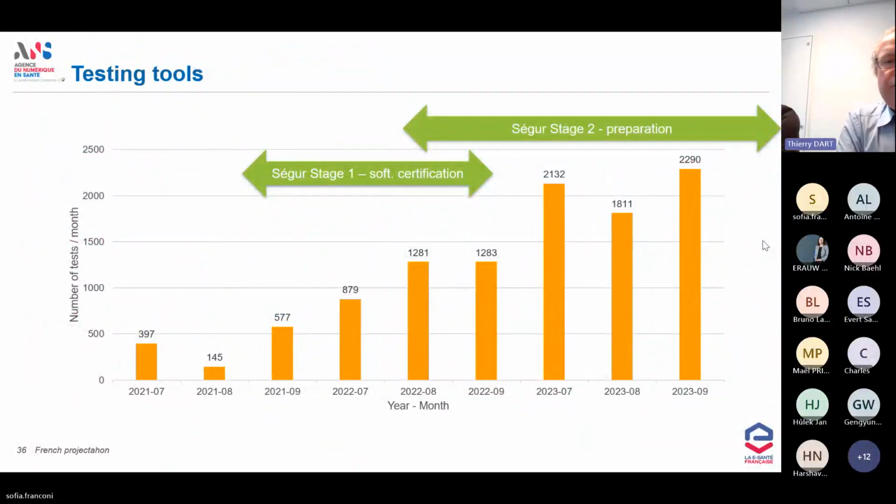The interest is to connect testing in the projectathon and testing for certification. As you see, this is the number of tests done in our integrated testing platform, Gazelle. You can see the increase in the monthly number of tests during certification stage 1 and during certification stage 2. Certification stage 2 is only a preparation testing stage actually. Next slide.